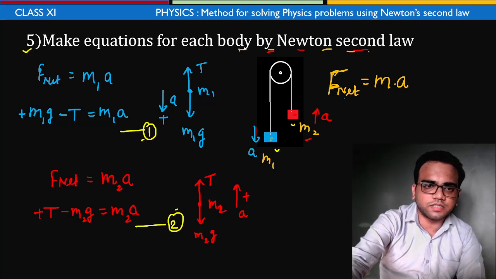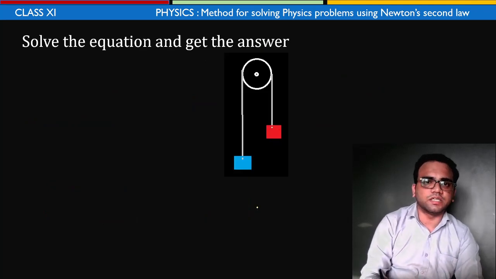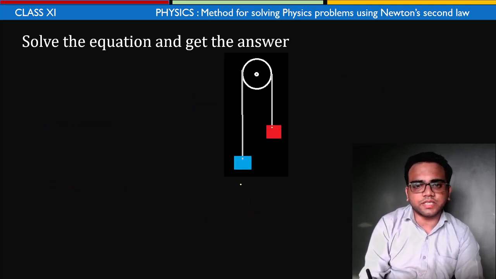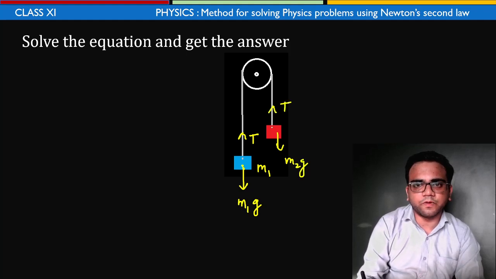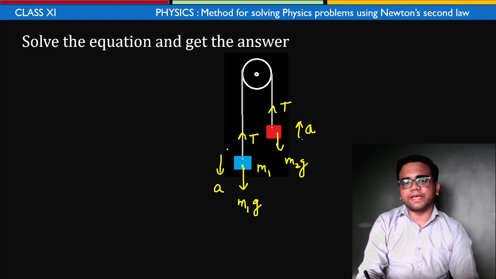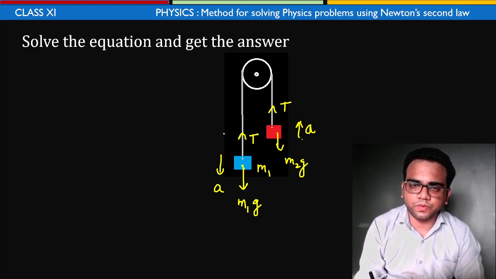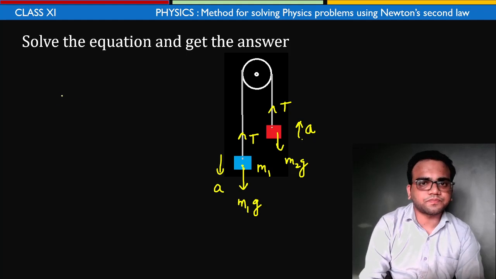Now move to the sixth task. That is, simply solve the equations and get the answer. So the equations we had: this was M1, this is M1G and there was a tension, and it is M2G and there was a tension upward, and this was moving in the upward direction with the A acceleration, and that was moving with the A acceleration in the downward direction. That's nice. Now we get the equation. What was that?